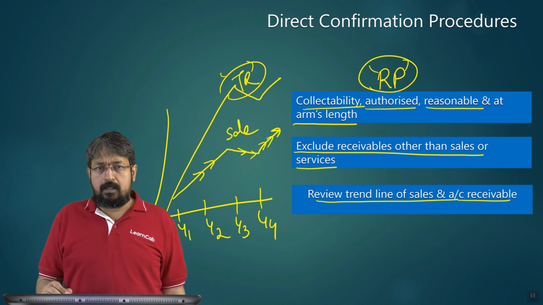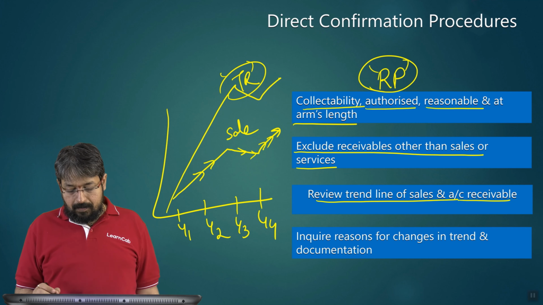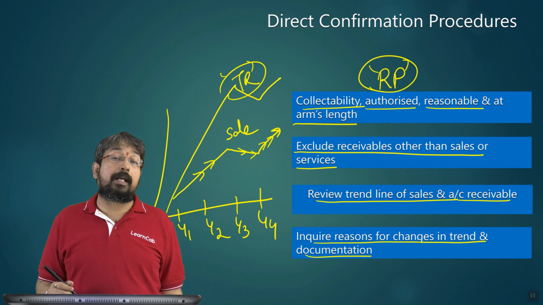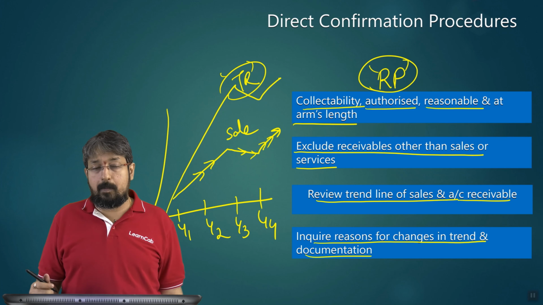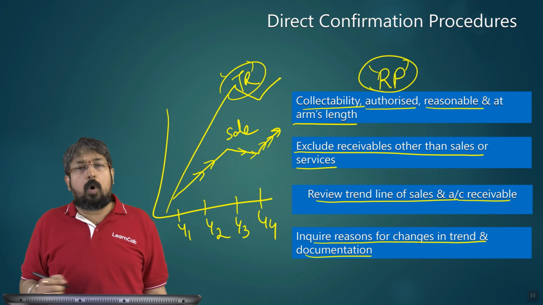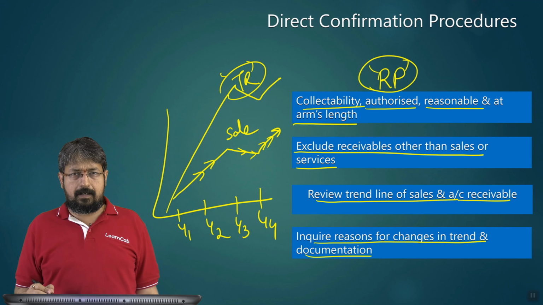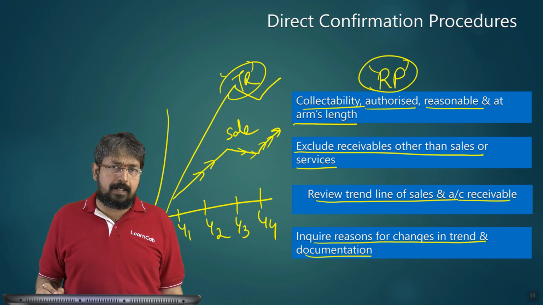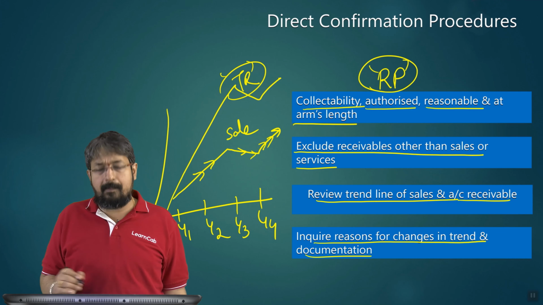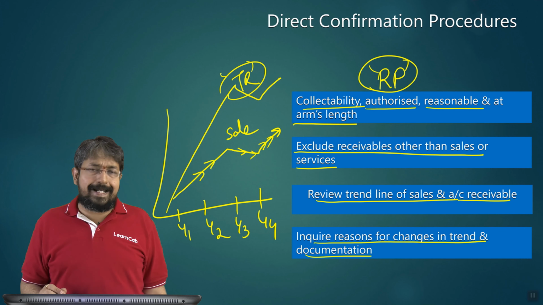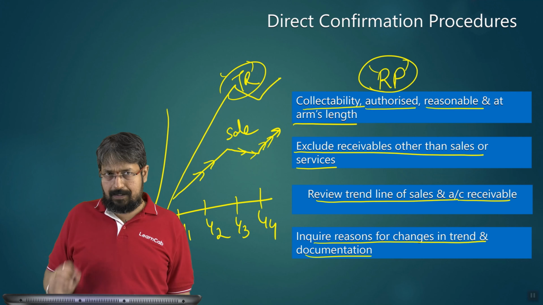That's how it is. So you have to ascertain and inquire the reason for such changes in the trend and ensure that there is proper documentation for the same. What is the reason for such changes in the trend? That has to be ascertained. So ascertain the reason for such changes. That's another important thing. My dear soldiers, this is all about the direct confirmation procedures.